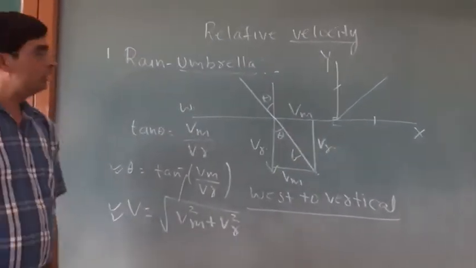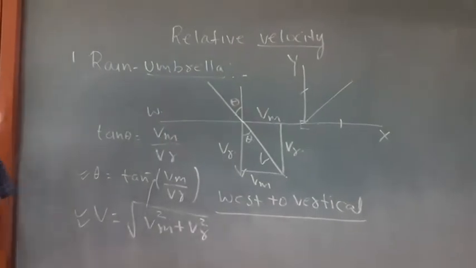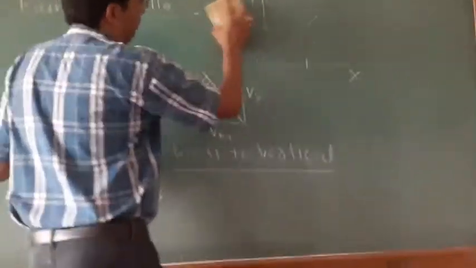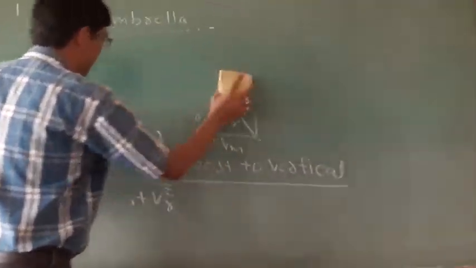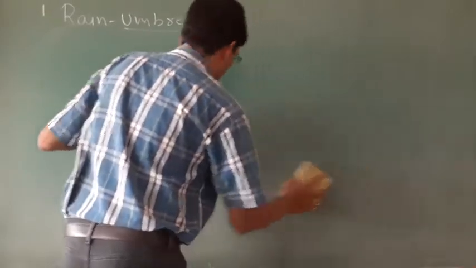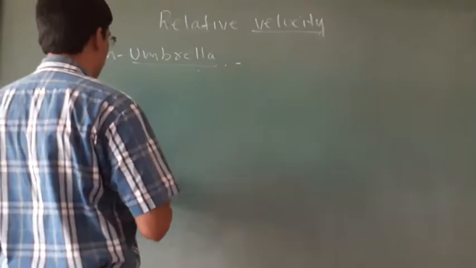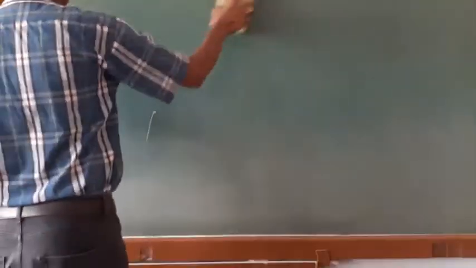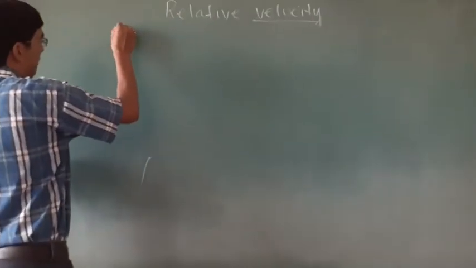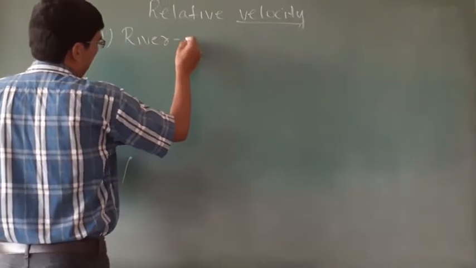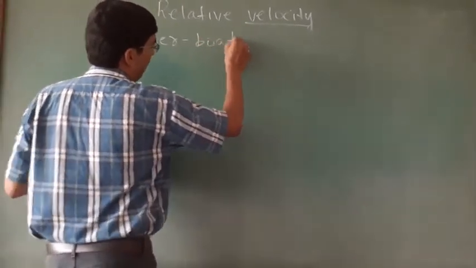Now move to the second case. The second case is the case of boat and river. Suppose somebody is sailing his boat in a river where the motion of the river is also taken into consideration. That means the river is also flowing. So our second case is the river and boat problem.